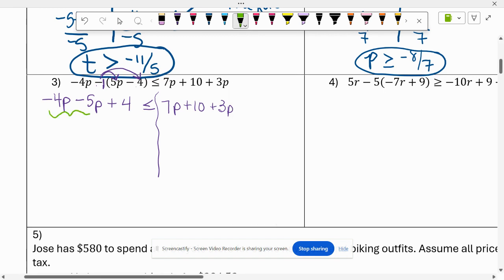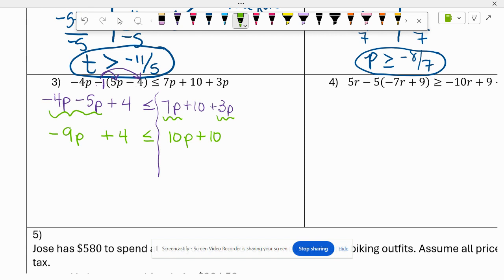Yeah, good job, Travis. We can combine that negative 4p and that negative 5p on the left, and we can also combine that 7p and 3p on the right. So negative 4p and negative 5p is negative 9p. Negative 9p plus 4 is less than or equal to 10p plus 10. Good job, Travis. All right, Aiden, what do you want to do next?